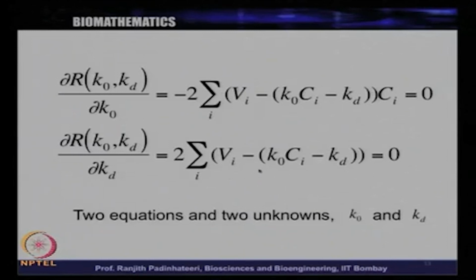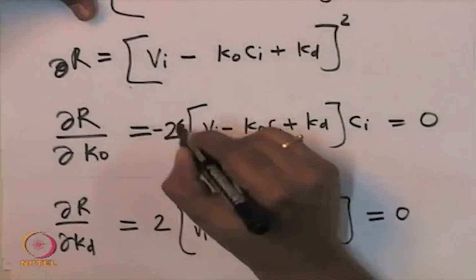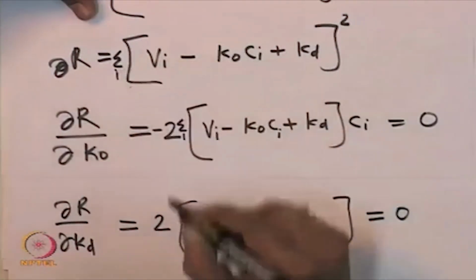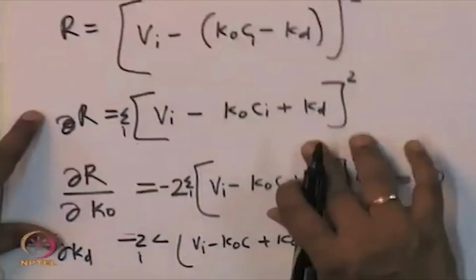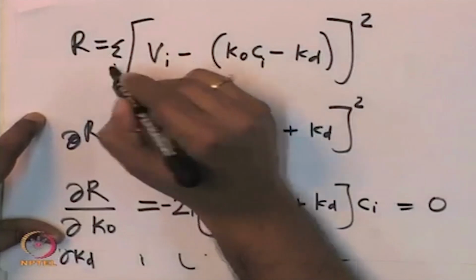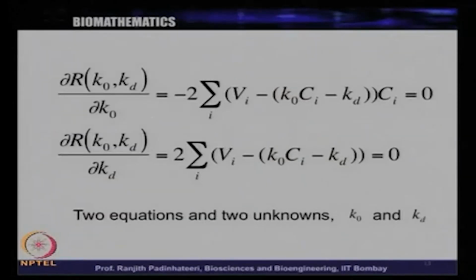So, this is 2 equations and 2 unknowns. Let us rewrite this a little more carefully. Sorry, there is a sum over I here, which I had forgotten. There is a sum over I everywhere. There is a sum over I here, just like you can see a sum over I here.